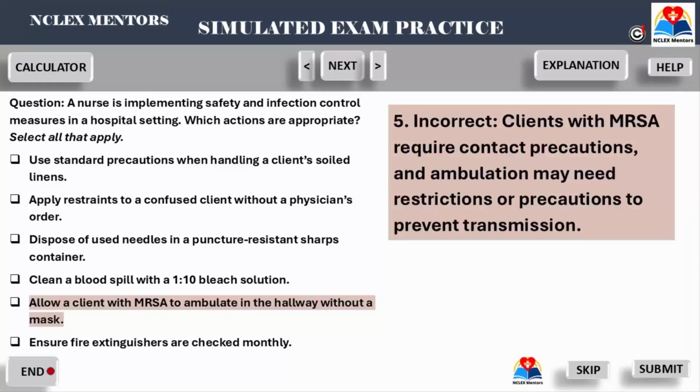Option 5. Allow a client with MRSA to ambulate in the hallway without a mask. Not safe. Clients with MRSA require contact precautions, and depending on their infection site, ambulating in the hallway without a mask could risk spreading it to others. We've got to protect both the client and the community.